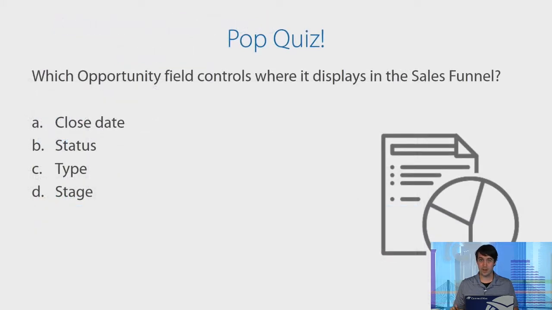All right, pop quiz for you guys. I gave the answer to this at least 6 times, I think, so I'm going to be slightly disappointed if you get it wrong. Which opportunity field controls where it displays in the sales funnel? Is it the close date, the status, the type, or the stage? Let me see what you guys think in that answer pod.